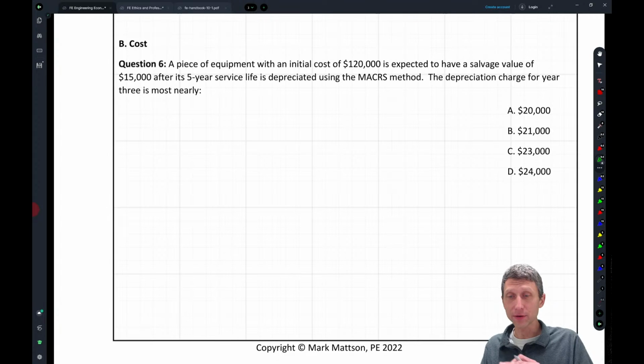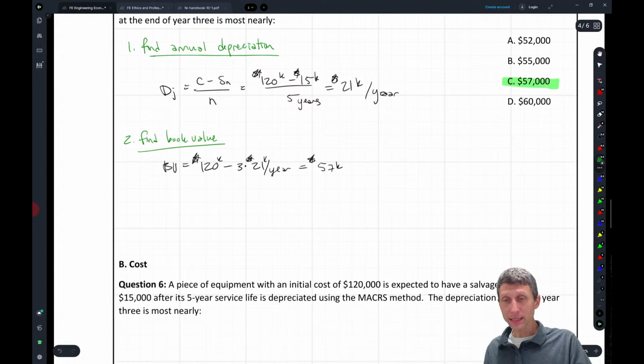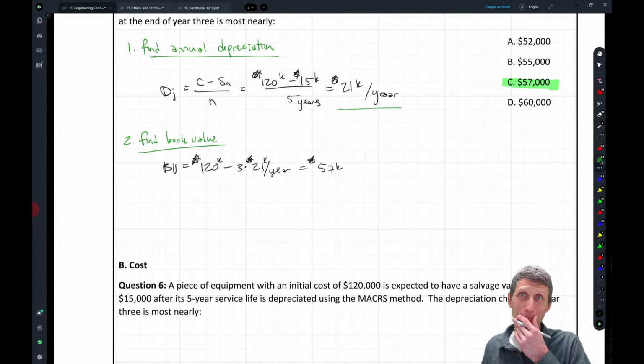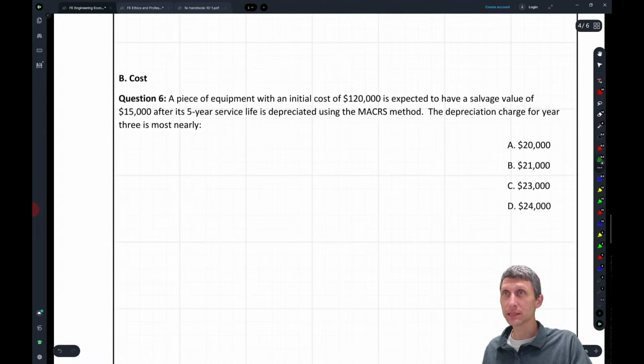And what we have here is a piece of equipment with initial cost of 120,000, salvage value 15,000, same cost, same salvage value, 5-year service life. The only difference here is we're using the MACRS method, right? So the depreciation charge for year 3 is most nearly... Well, if we were to ask this question up here, we'd just say year 3 is going to be 21,000. But what about MACRS?